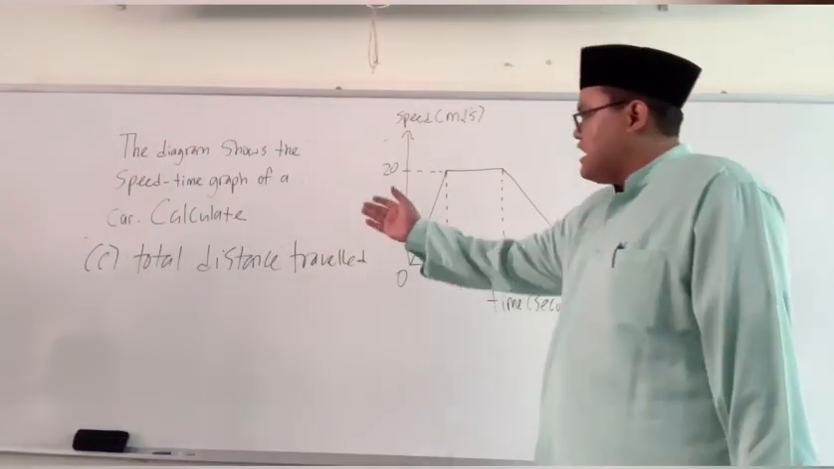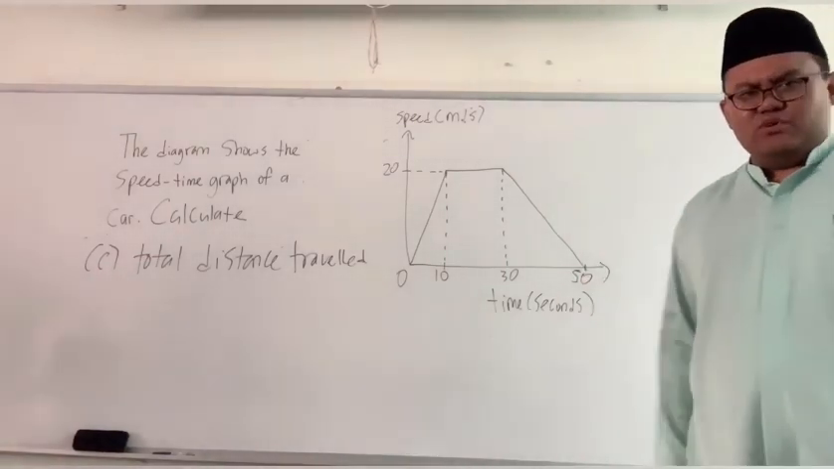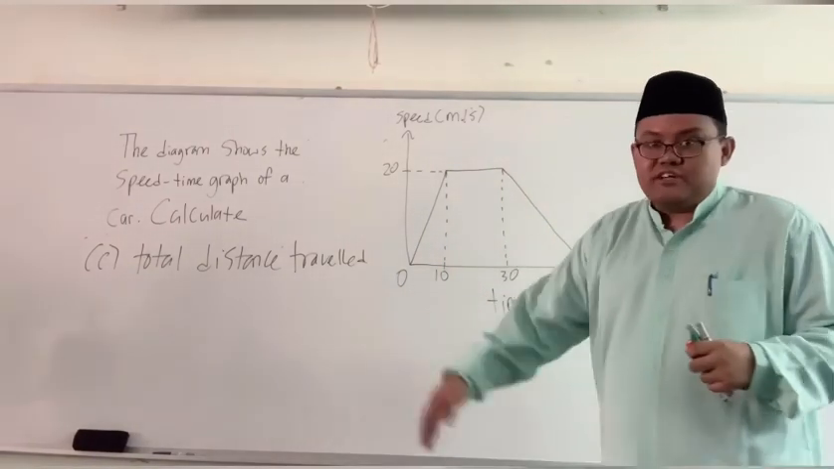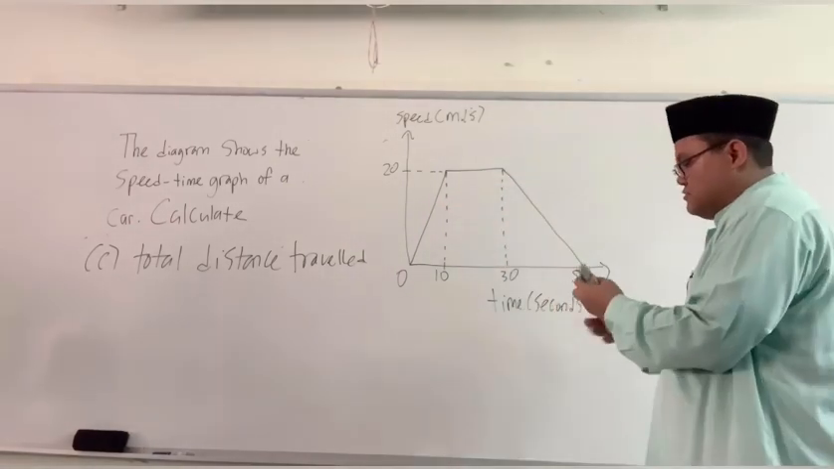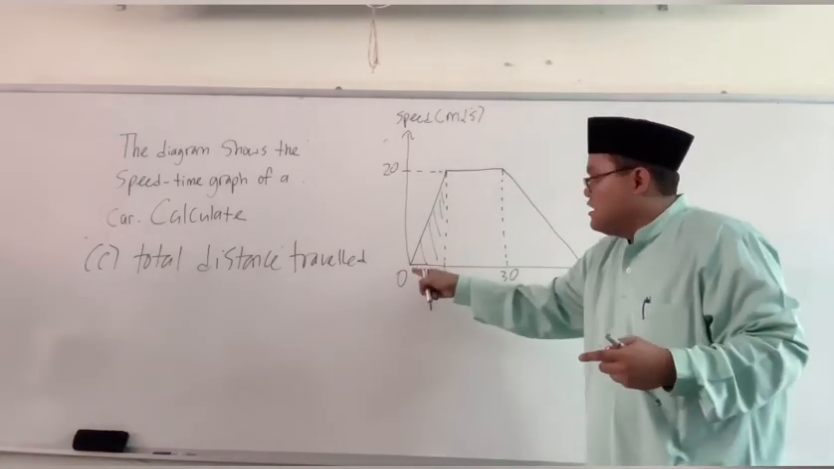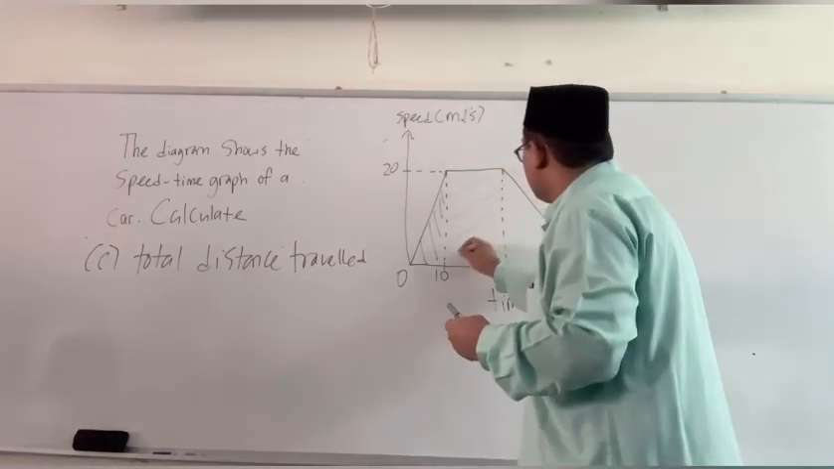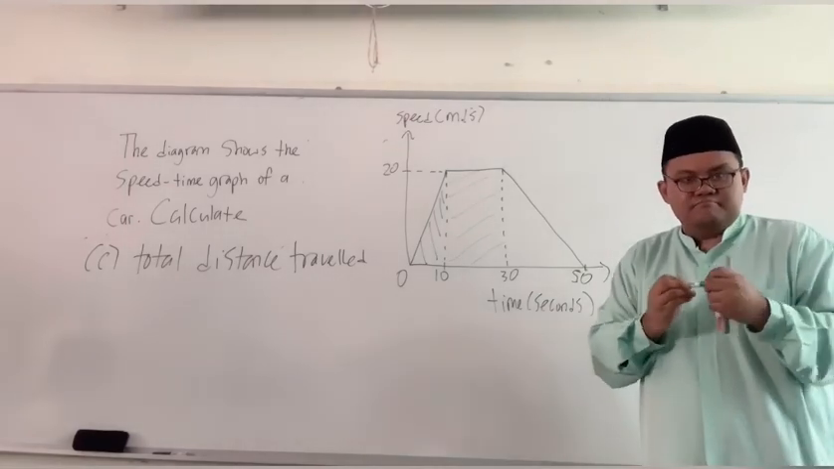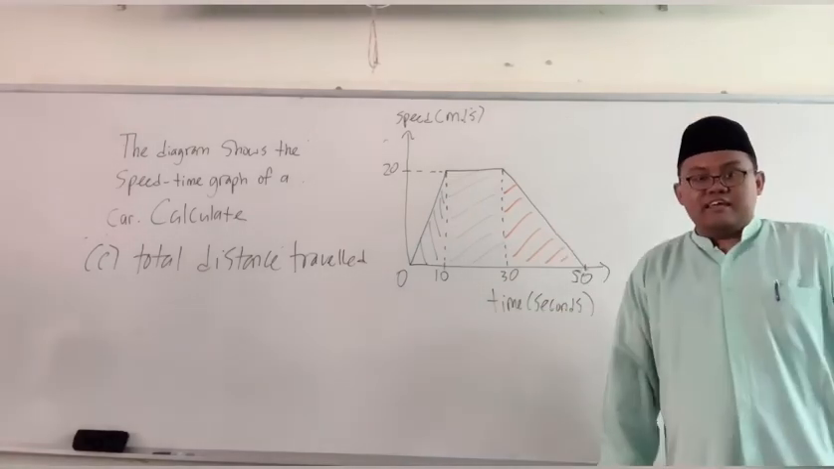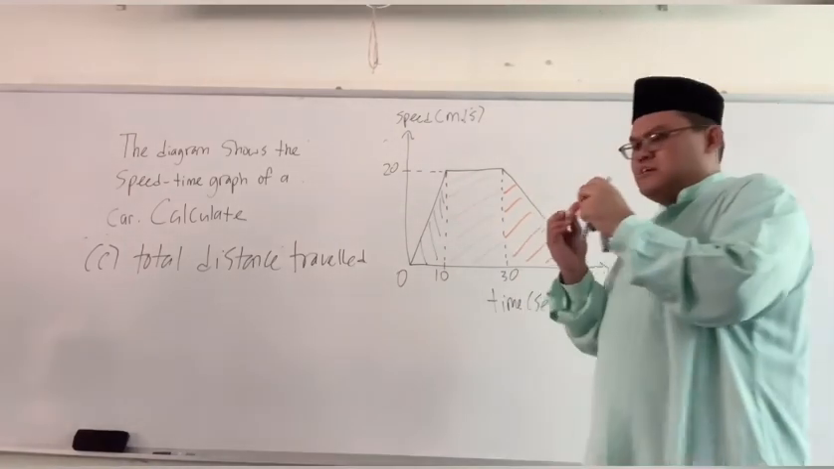Next, let us calculate the total distance. In a speed time graph, how do we calculate total distance? Recall, the distance is calculated by finding area. Alright? So what area? One of it is this one, which is a triangle. Next, it is this one, which is a rectangle. And lastly, this one, which is another triangle. So, total distance is the areas of all these shapes.